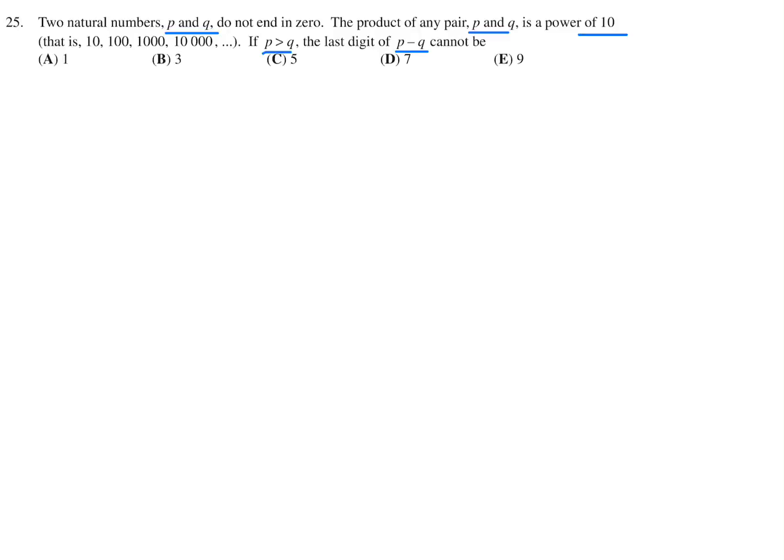Okay, so let's try to understand the question before we tackle it. P and Q do not end in 0, so that means P cannot be 10, P cannot be 20, that kind of thing. The product of any pair, so if you multiply P and Q, is going to be a power of 10, so 10 to some power. We don't know what power. And then they're telling us that P is greater than Q, and they want us to figure out P minus Q, and then say what is the last digit of this number.